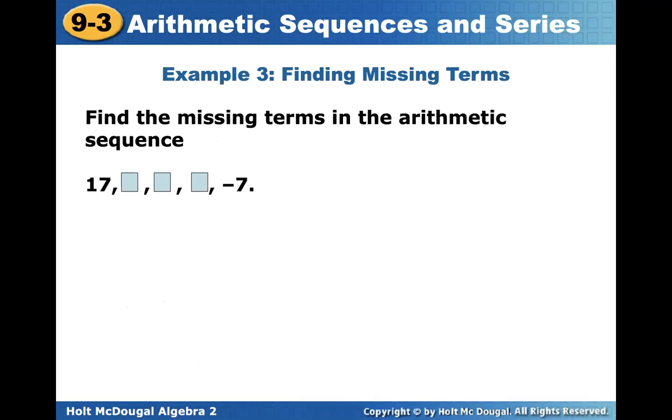Now, we can also use that explicit rule in different ways. This says find the missing terms of an arithmetic sequence. So we have 17, blank, blank, blank, and -7. How could we fill in those blanks and figure out what those missing terms are? Anybody have any ideas? There's more than one way to do this. We're going to look at a strategy eventually that works all the time. What could you do?